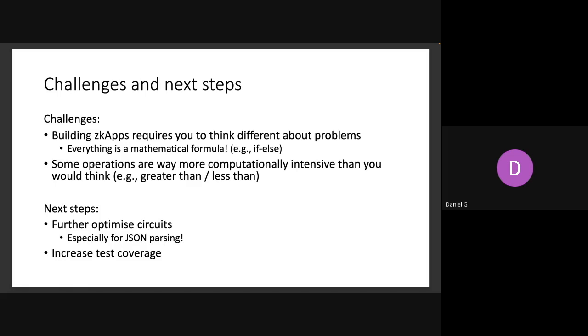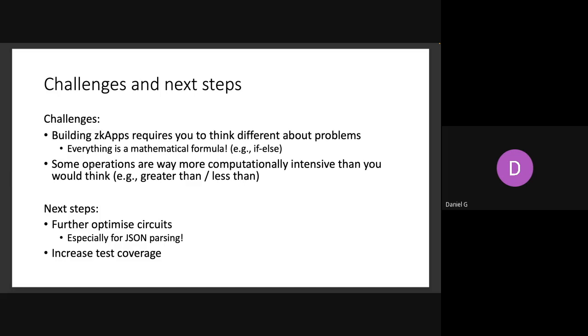Usually, if you have an if-else branch and the if path is very computationally expensive, but you go the else path, then none of this computation happens. While with ZK apps, because both values are computed and then math is performed on these values, you basically need to really look at how you can optimize your circuits so they're computationally less intensive. And also, some operations are just more computationally intensive, and that's a bit unintuitive.